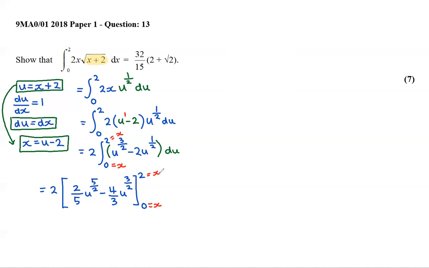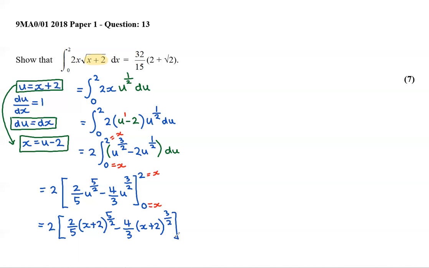Right. So before we put in our x values, we need to replace u with x plus 2. So this definite integral is going to be whatever we get when we evaluate this. So it's going to be 2/5 (x plus 2) to the power 5/2, subtract 4/3 (x plus 2) to the power 3/2.